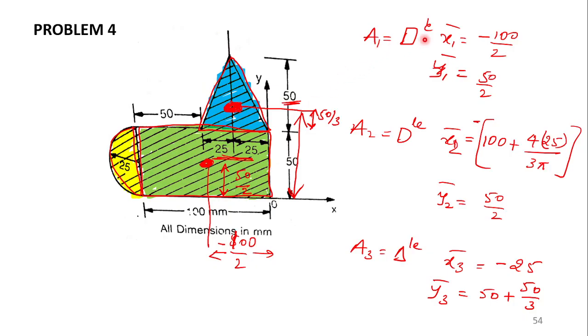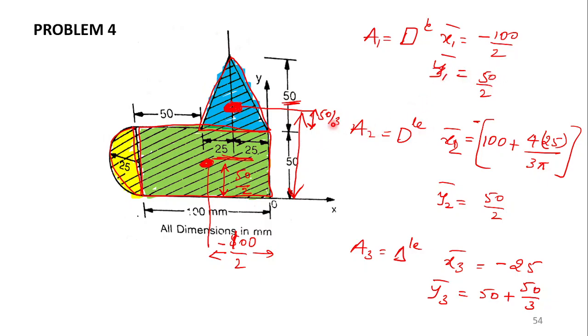A1 is a rectangle. And where is its centroid going to be lying? 100 divided by 2. So it is in the negative direction, so minus 100 divided by 2. Y bar is going to be 50 divided by 2. So y1 bar is nothing but 50 divided by 2.